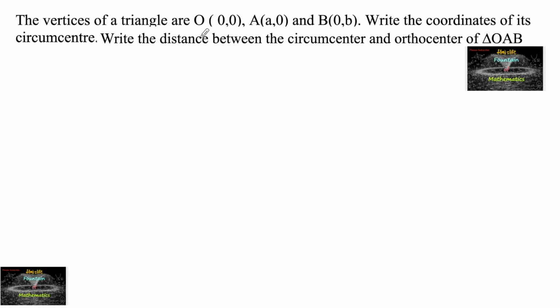The vertices of a triangle are origin (0, 0), (a, 0) and (0, b). Write the coordinates of its circumcenter. Also write the distance between the circumcenter and orthocenter. So clearly, if we can see the vertices, it forms a right angle triangle.